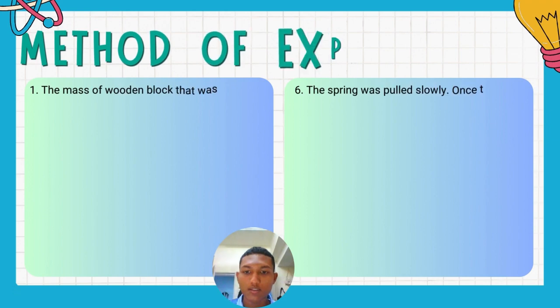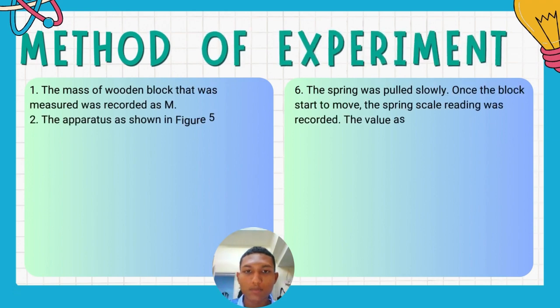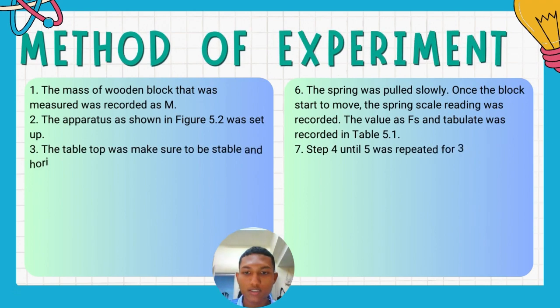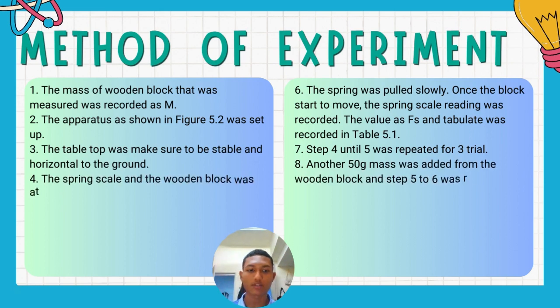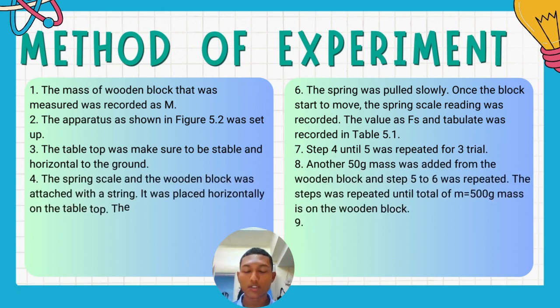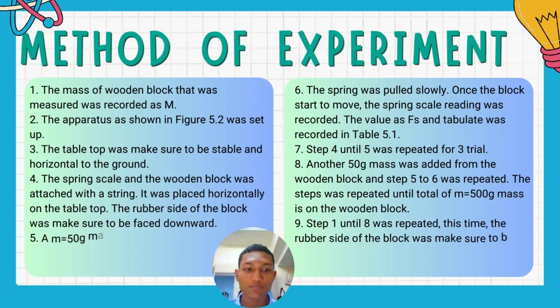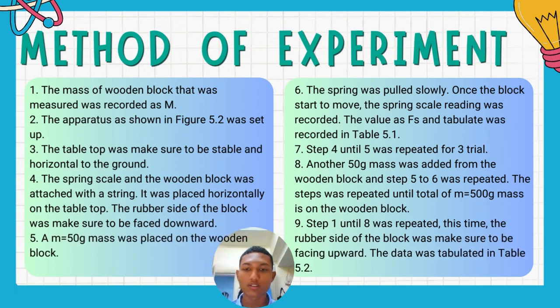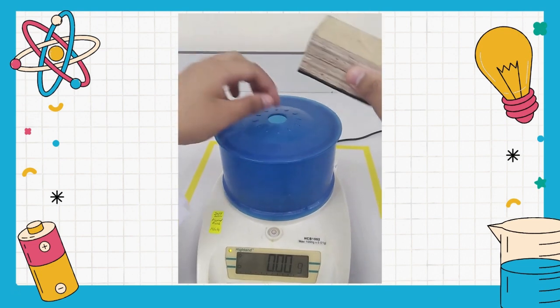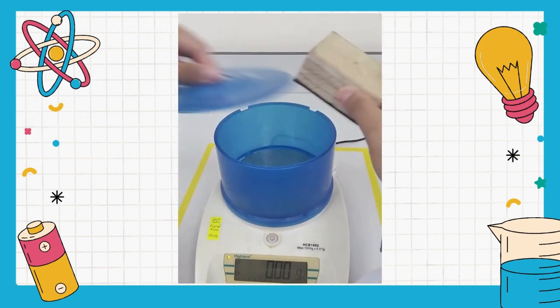Now let's look at the method of the experiment. The method of the experiment was used as a reference to do the experiment to make sure the experiment is done smoothly. I will talk more about it on the next slide. Next, we move on to the method of the experiment.